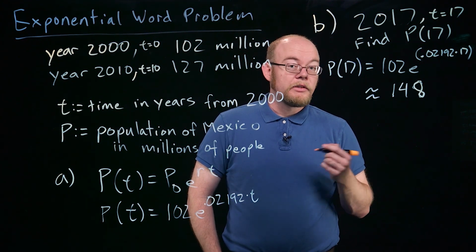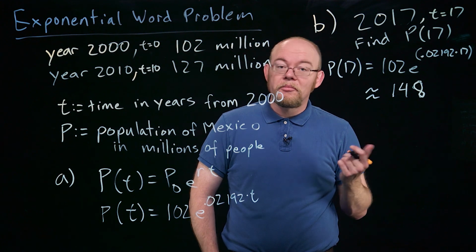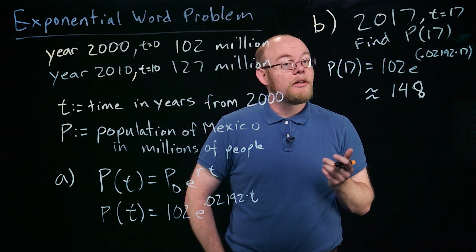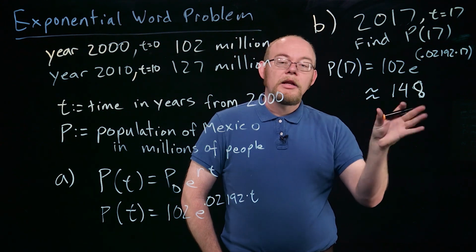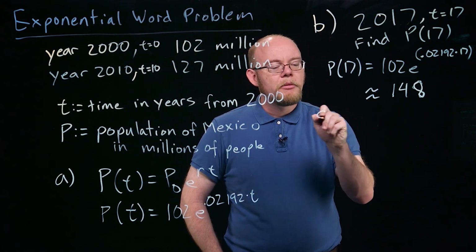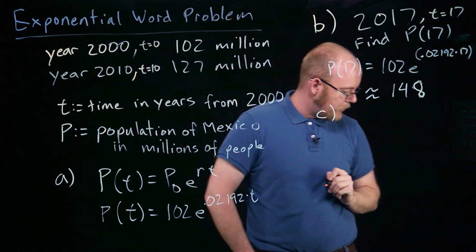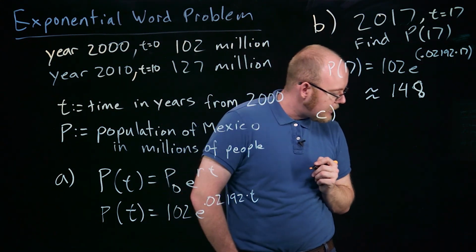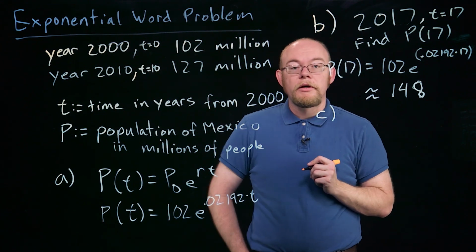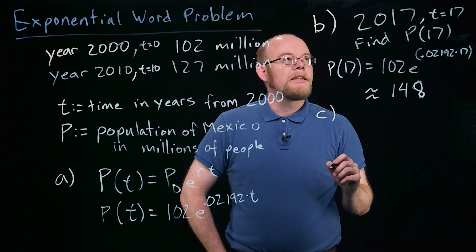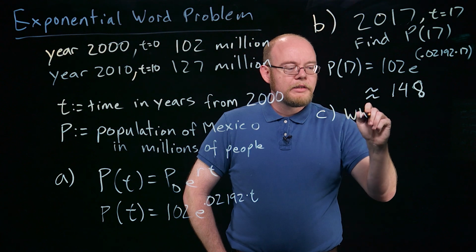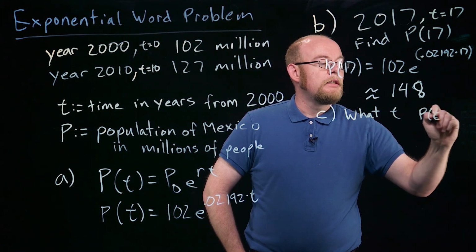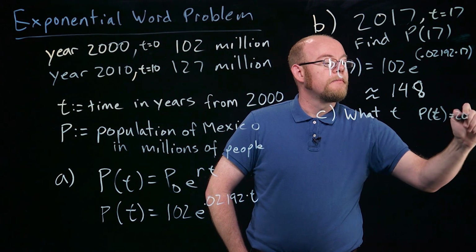Okay, so it's grown about 21 million since 2010. And if you want to, as a side exercise, you can go look up the population of Mexico in 2017 and see how accurate this is. It might be close, it might not be. So now that we've done that part, we might want to flip the problem a little bit. So let's go ahead and look at part C. Assuming the model is accurate and predictive, when does it estimate the population will reach 200 million people? So what it's asking is, what t has P of t equal to 200 million?